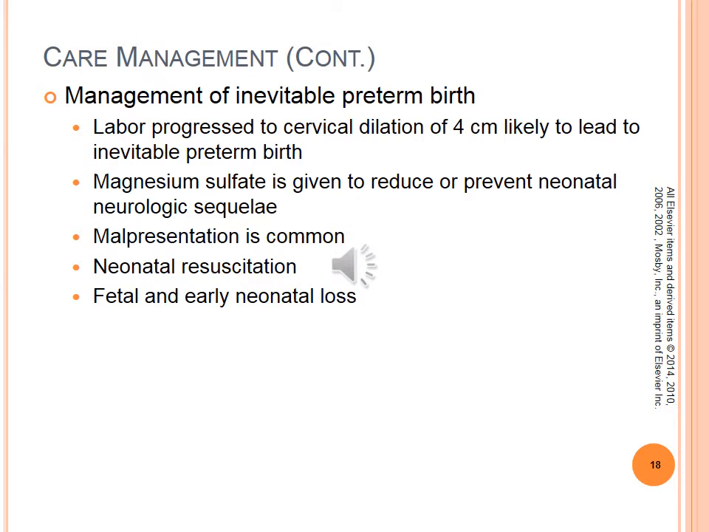When labor progresses to cervical dilation of 4 centimeters, it's likely to lead to inevitable preterm birth. Magnesium sulfate is given to reduce or prevent neonatal neurological sequelae. Malpresentation is common. Neonatal resuscitation may take place, and fetal and early neonatal loss may occur. It's recommended that magnesium sulfate be given to women who are at least 24 weeks but less than 32 weeks gestation when birth is expected to occur. Breech presentation often occurs, and the nurses present must be prepared to handle emergency birth.